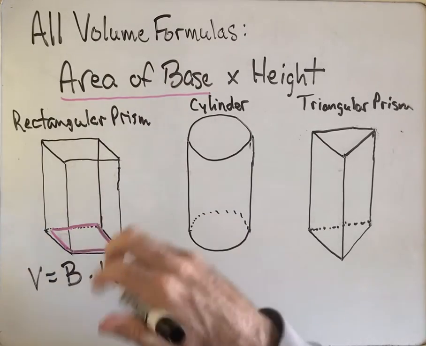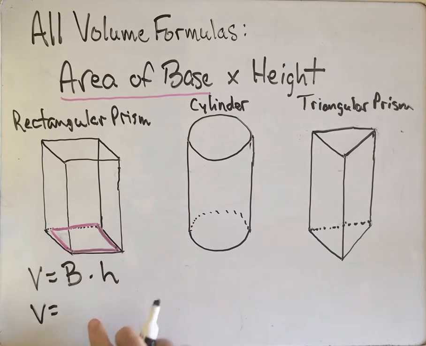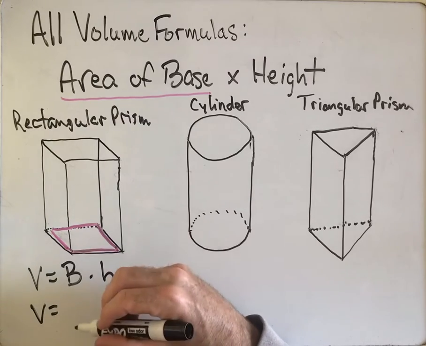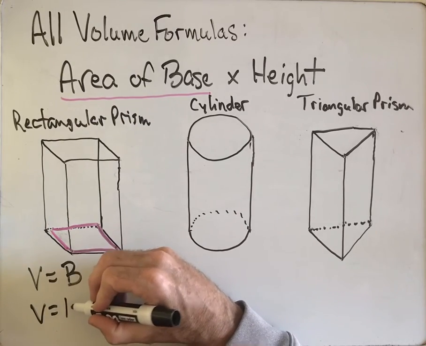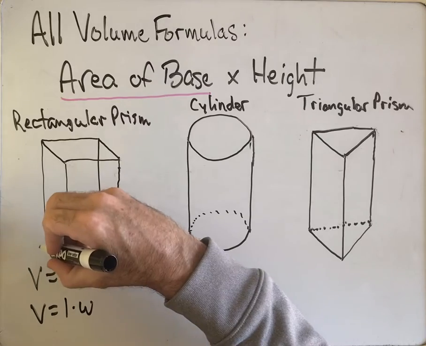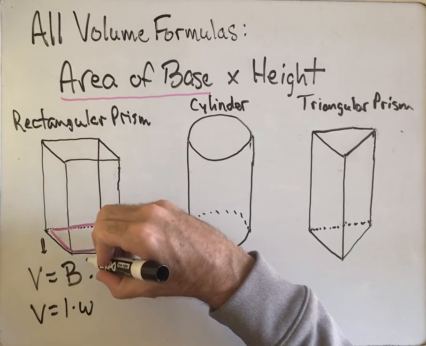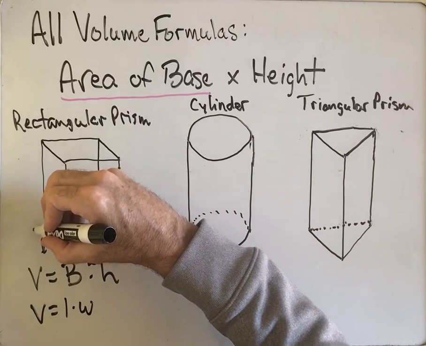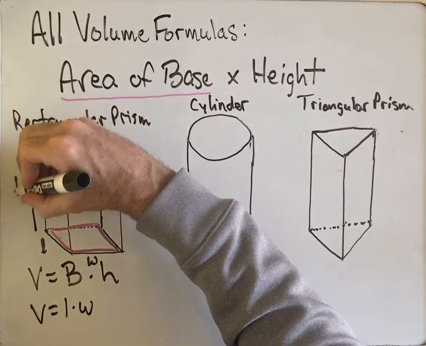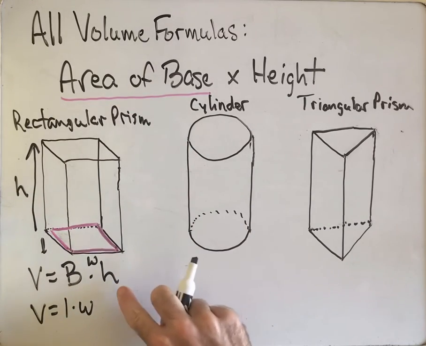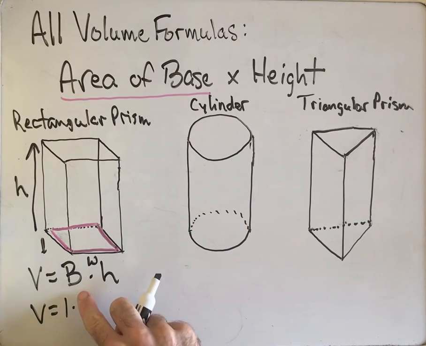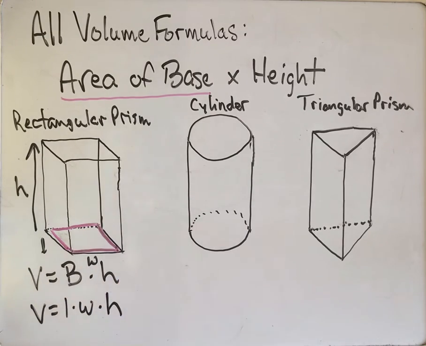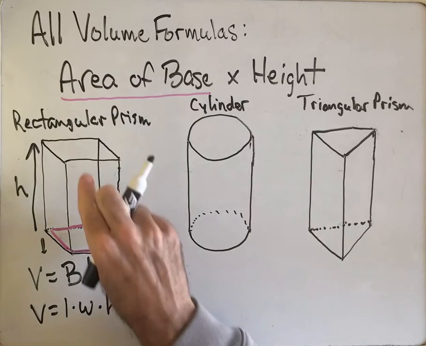But for this specific shape, we know that the formula for area of a rectangle is length times width. So we would find the length times the width. Okay, so that gives us the area of the base. Then this dimension here is the height. So we take the area of the base times the height. The area of a rectangle is length times width, and we multiply that by the height. So that's how we get the formula for a rectangular prism.